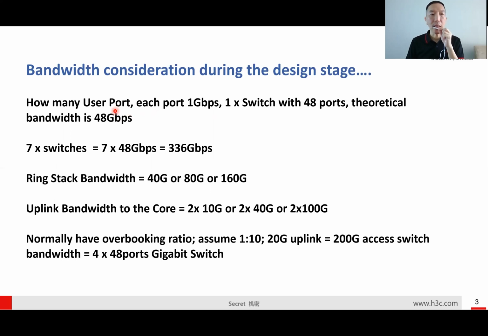Normally, for one switch, you need to consider how many user ports. Right now, everybody is using gigabit switches, so each port is 1 gigabit. Assume one switch, normally 48 ports, maybe PoE, connecting to Wi-Fi APs, printers, whatever, or even computers. Theoretically, 48 gigabit ports means 48 gigabits per second of bandwidth required. If in one zone you have 7 switches, 7 switches times 48 gigabits per second comes out to 336 gigabits per second.